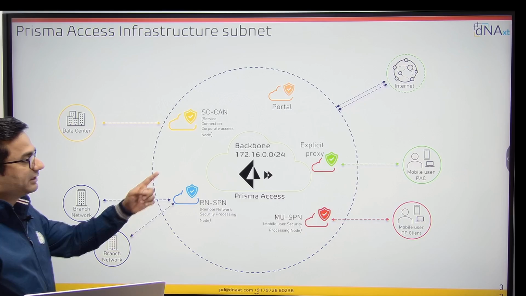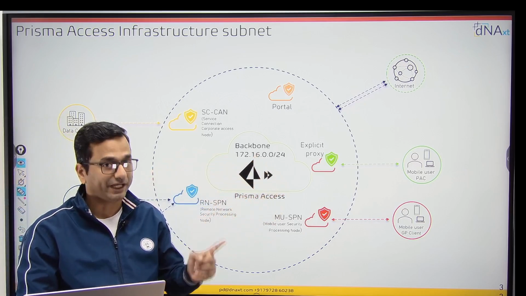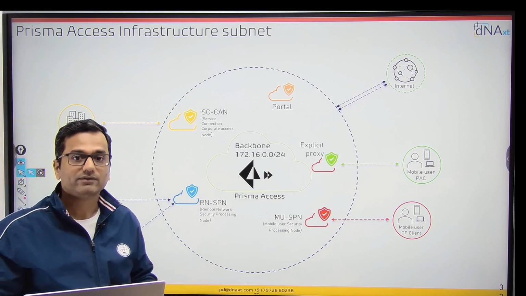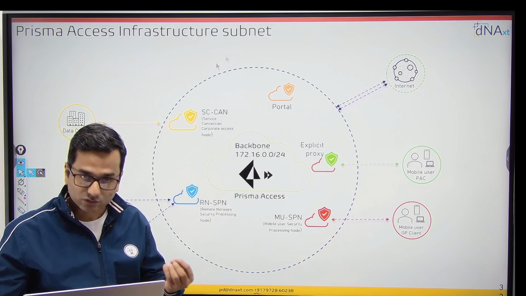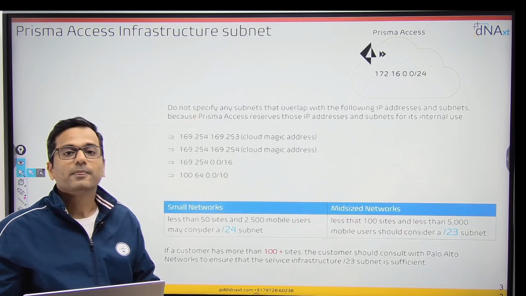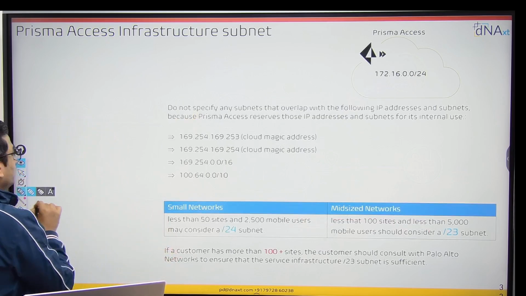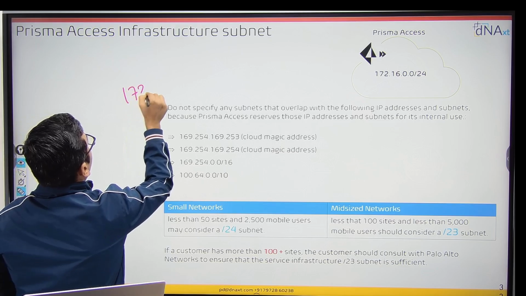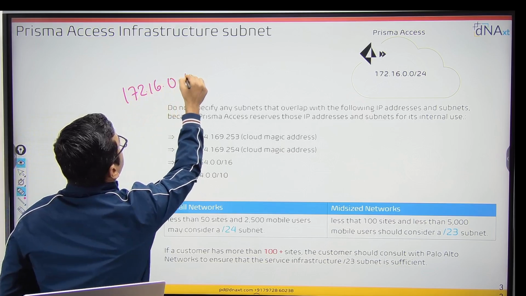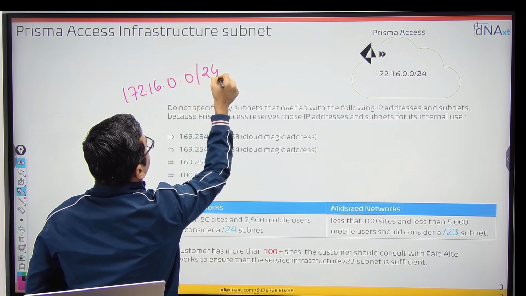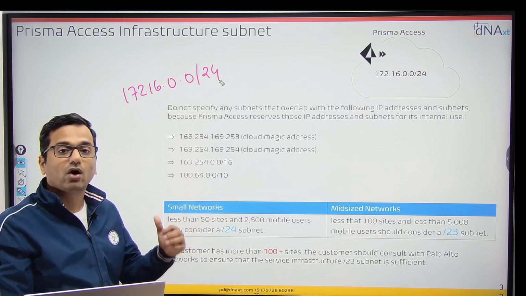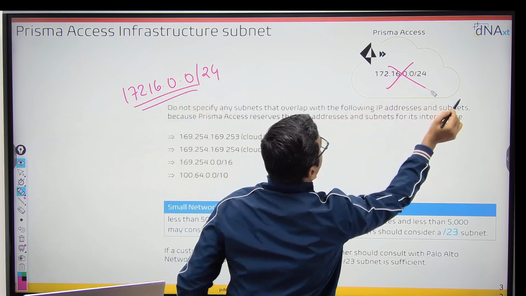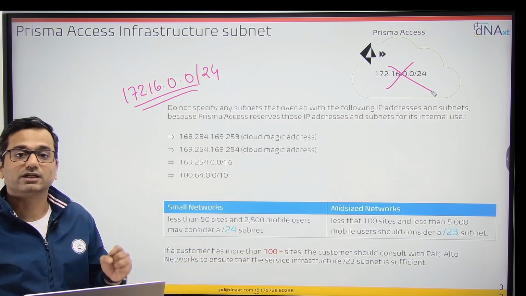Once you configure the infrastructure subnet, it's very difficult to change. That is the reason you should follow some guidelines. What are those guidelines? Number one, you should not have a conflicting subnet. For example, I already have a 172.16.0.0/24 network in my on-premises network, so I should not use the same subnet as my Prisma Access infrastructure subnet.